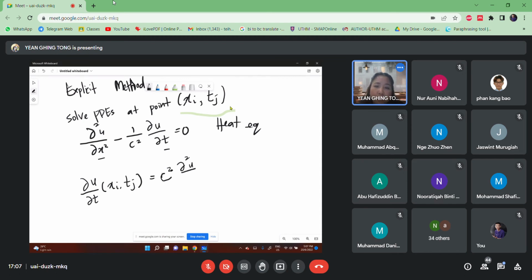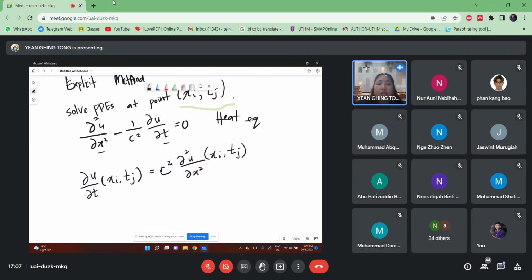Second partial of u with respect to x for xi tj. Okay, so here, if you look, this is the first derivative. This is the second derivative. Different, right? This one is differentiated once, and this one is differentiated twice.